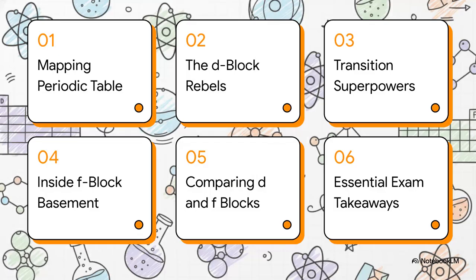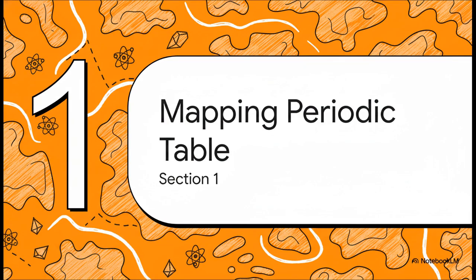Here's our roadmap for today. We'll start with mapping the periodic table, check out the D-block rebels, explore the superpowers of transition metals, head inside the F-block basement, compare the D and F blocks, and wrap up with some essential exam takeaways. All right, Section 1, Mapping the Periodic Table.